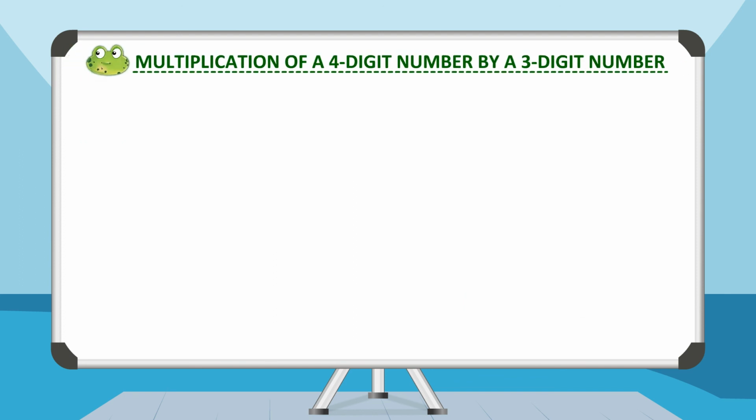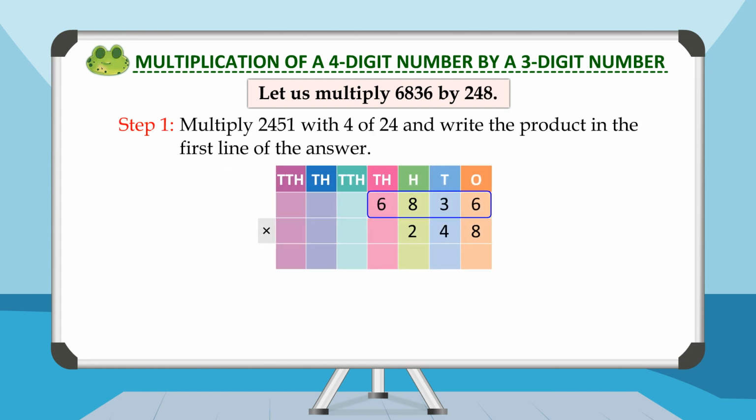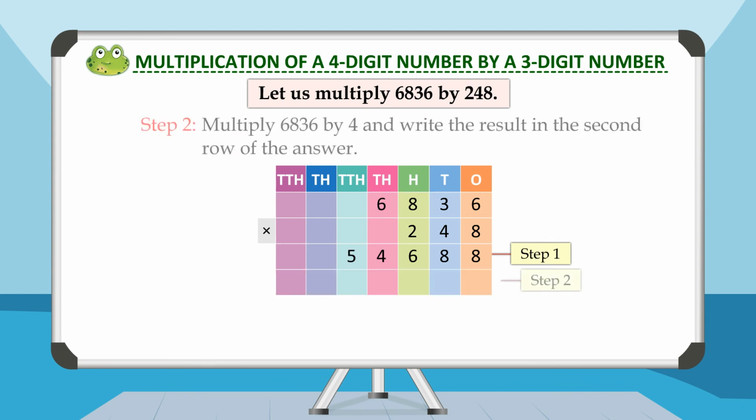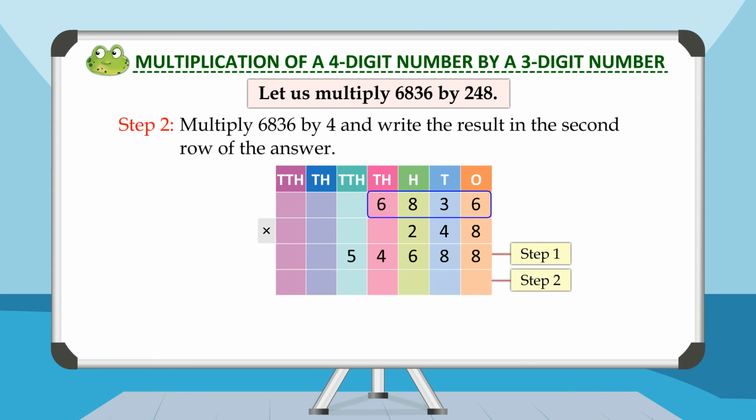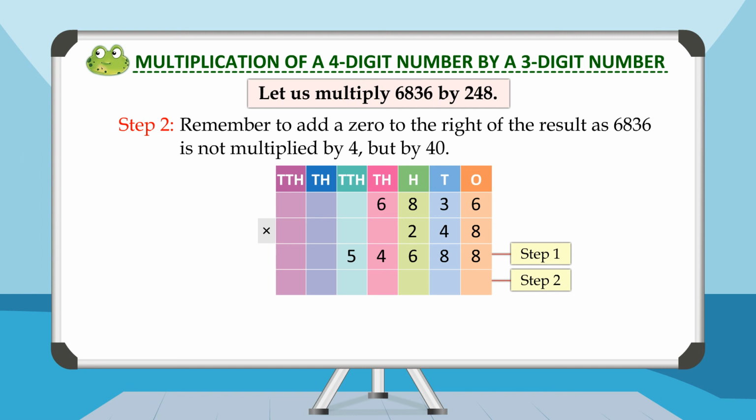Multiplication of a 4-digit number by a 3-digit number. Let us multiply 6836 by 248. Step 1. Multiply 6836 by 8 and write the result in the first row of the answer. Step 2. Multiply 6836 by 4 and write the result in the second row of the answer. Remember to add a 0 to the right of the result, as 6836 is not multiplied by 4 but by 40.